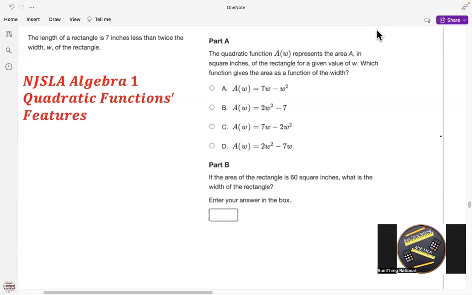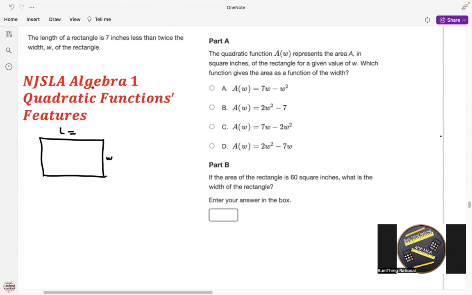Here is one of the typical questions of the word problems, and we need to use the variables definitely. When we read the question, there is a rectangle given here. The length of the rectangle is 7 inches less than twice the width. So we have a rectangle. Let's draw it here. When we have a rectangle, definitely we have its size, width, and the length.